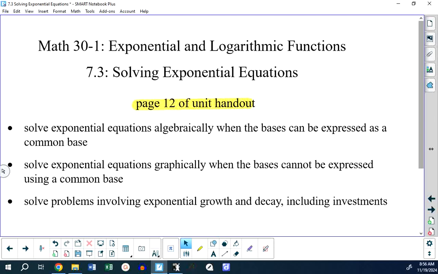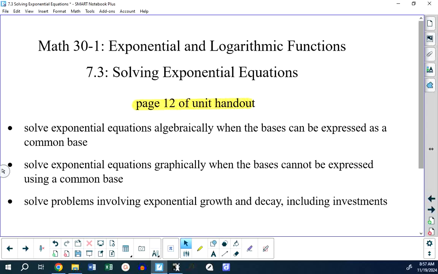So this lesson is on page 12 of your unit handout. We're going to be looking today at solving exponential equations. And there are two scenarios that we're going to encounter. One of them is if everything in the equation can be written with the same base.